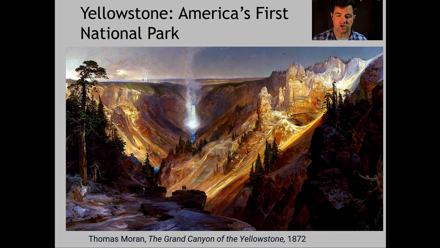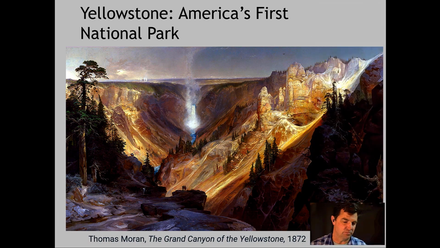But first, let's start with a little bit of history, particularly on Yellowstone. Yellowstone was America's first national park, and in fact, it was the first national park in the entire world. This is a painting of the Grand Canyon of Yellowstone, so not the Grand Canyon in Arizona, but a place called the Grand Canyon in Yellowstone, by Thomas Moran in 1872. And 1872 was the year that Yellowstone was established as a national park.